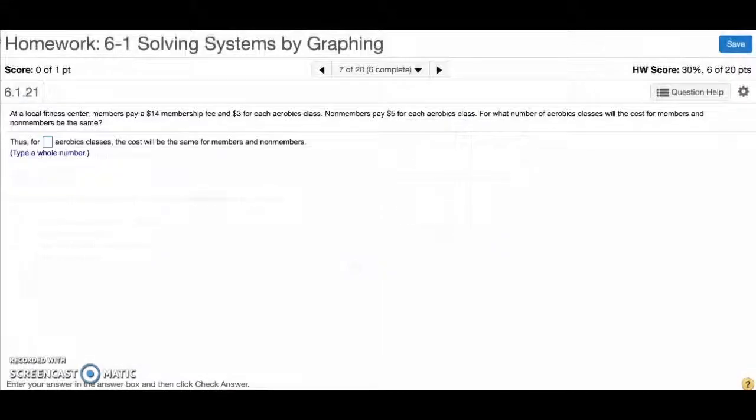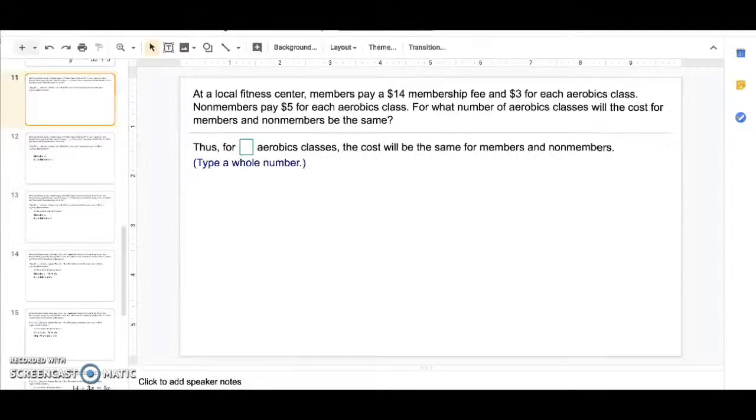That is number 7. At a local fitness center, members pay a $14 membership fee and $3 for each aerobics class. Non-members pay $5 for each aerobics class. For what number of aerobics classes will the cost for members and non-members be the same? So we need to set up equations first to solve this.